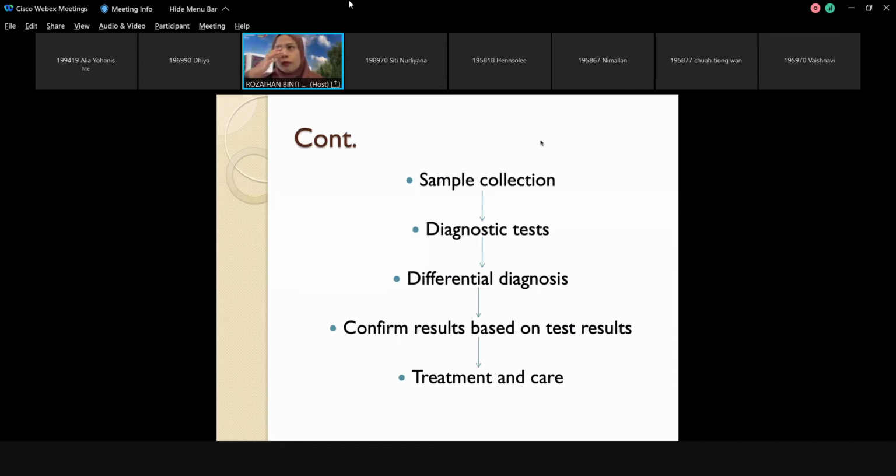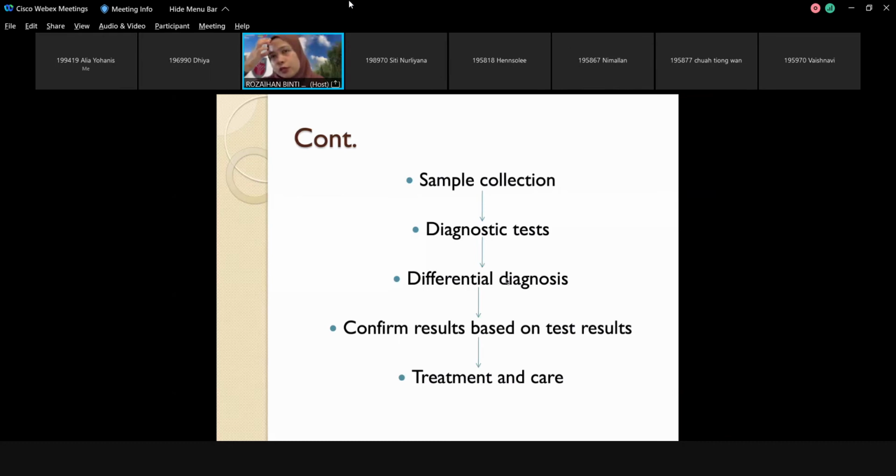Later on, when you go through your rotation, this is actually step by step, and it applies to any species. After you've done your physical examination, you should have a problem list. From each of your problems, you should come out with your own differential. This is when you develop your differential diagnosis.